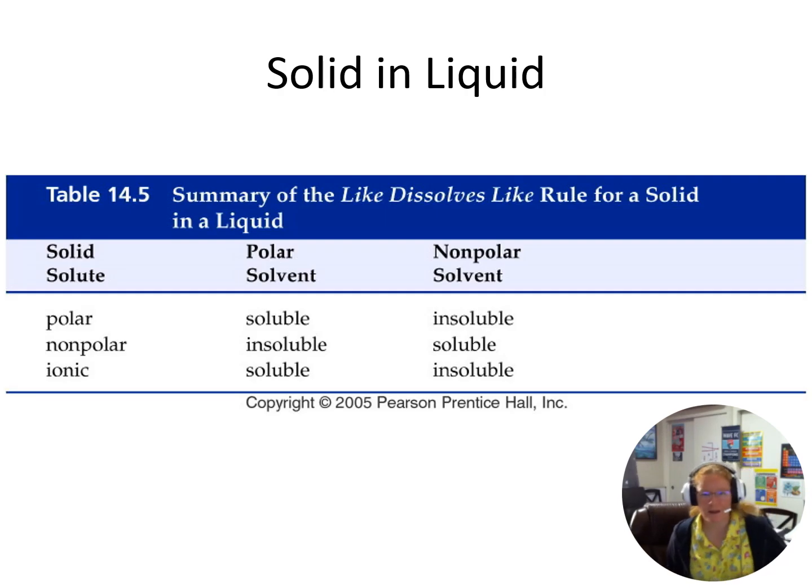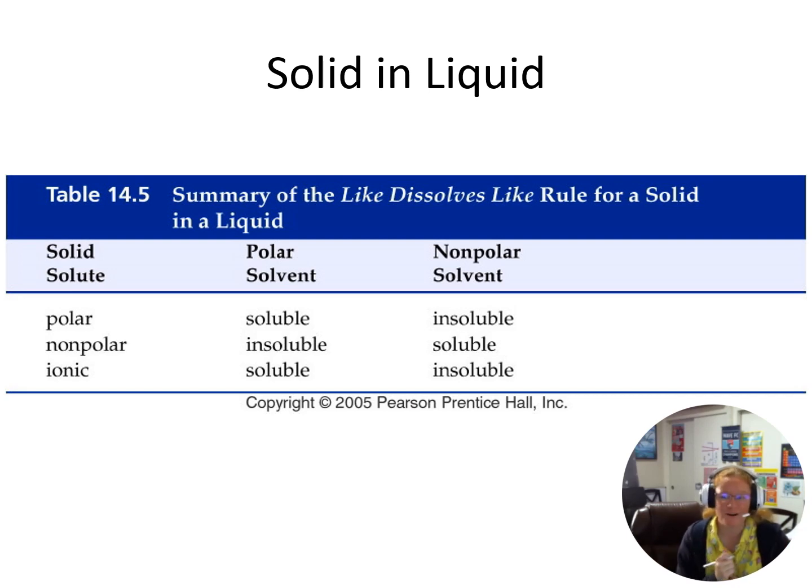The vast majority of solutions we wind up dealing with are solid in liquid solutions. Again, like dissolves like to make a solution. So if I have a solute that's polar, we would expect it to be soluble in a polar solvent. If I have a solute that is nonpolar, we would expect it to be soluble in a nonpolar solvent. And then if I have something that's ionic, we would expect those to be soluble in polar solvents. Because remember, ionic compounds have a positive and negative ion.